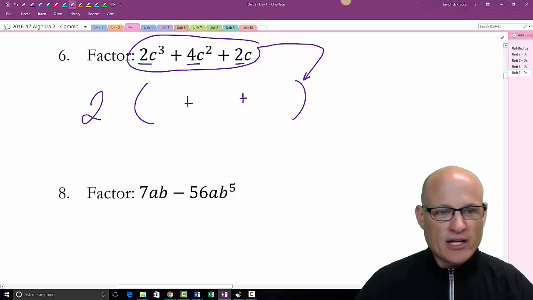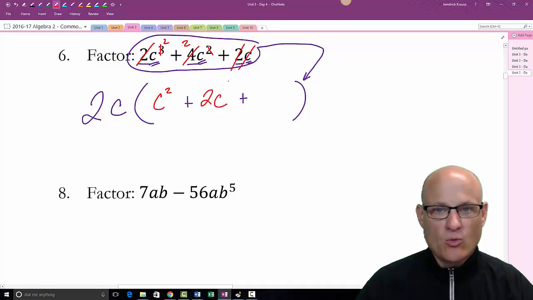So they all have a 2 in common. They also have a c in common. So I'm going to take out a 2c. Now let's see what's left over. When I take a 2 and 1c away from this, I'm left with c squared. When I take a 2 away from this, remember you're dividing it out. You're taking a 2, and you're going to divide out a c. I'm left with 2c. When I take a 2 out and a c out, whoa, nothing.